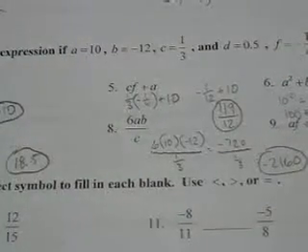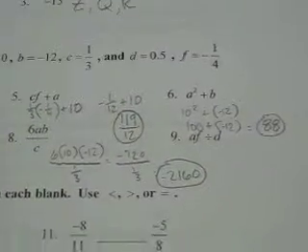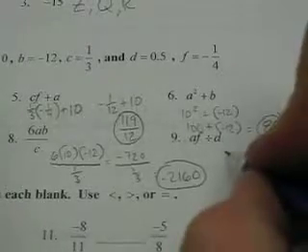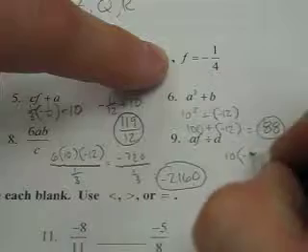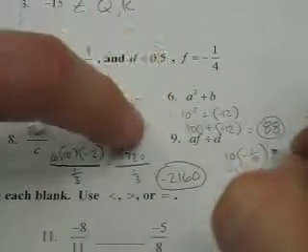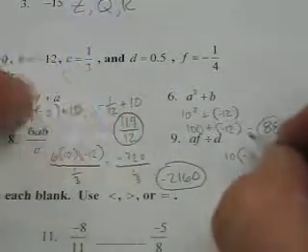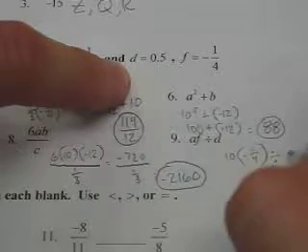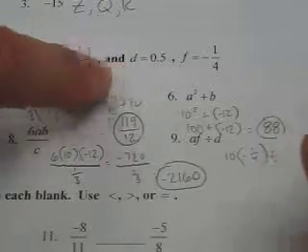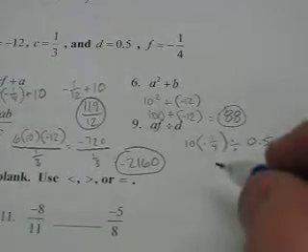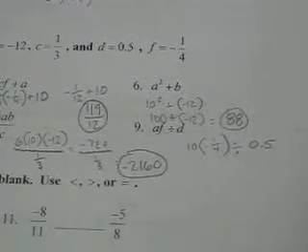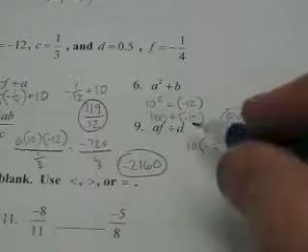Number 9, a times f divided by d. A is 10, f is negative 1/4, and we're dividing that by d, and d is 0.5. So in this problem, after we've substituted our values in, we have a fraction and a decimal. So you could write your answer as a fraction or a decimal.